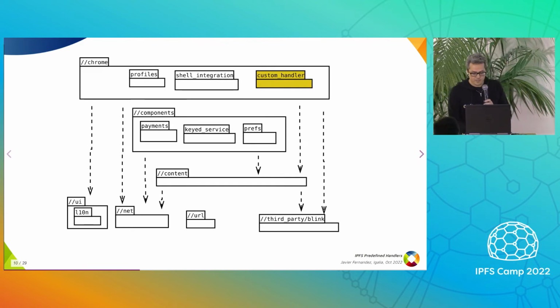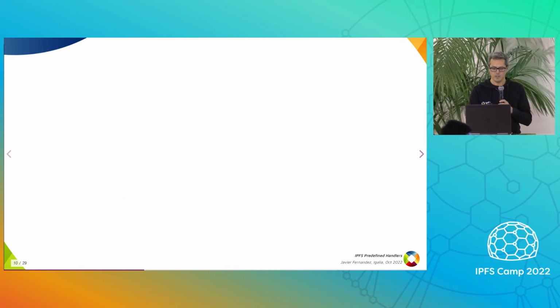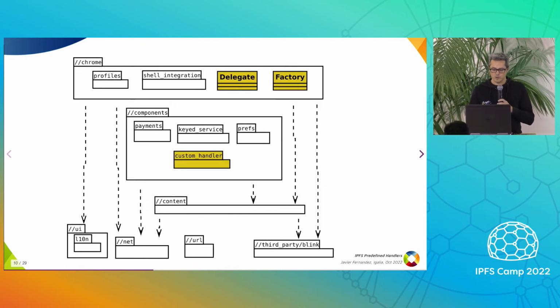So as I said, the protocol handler was part of the Chrome-specific codebase. So forking was the only way to use it. You had to fork Chromium to use these features, and patching was the only way of upgrading or improving the custom handler logic. So the new component makes the protocol handler independent from the logic that is specific to Chrome.